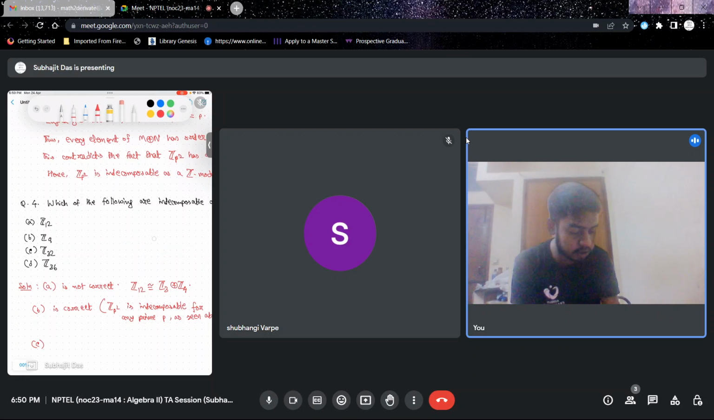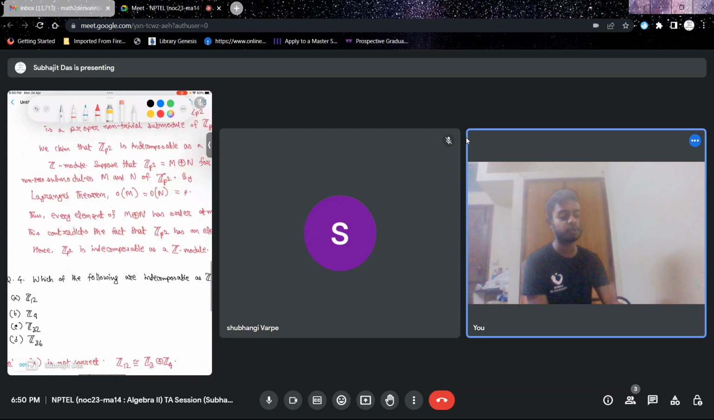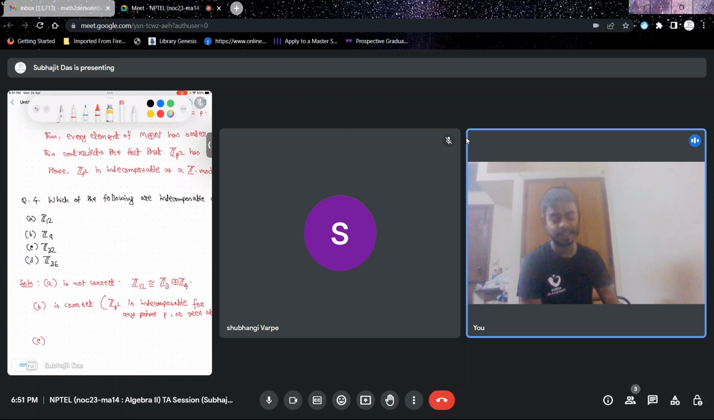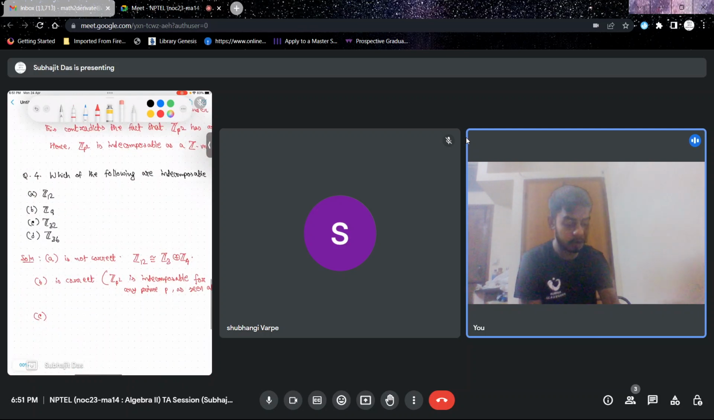What about the second option, Z9? Now Z9 is of the form Z3 square, which is of the form Zp square, right? So we know that every Zp square for a prime p is indecomposable, as given in the previous argument, which shows that Z9 is indecomposable as a Z module. Now what about Z32?